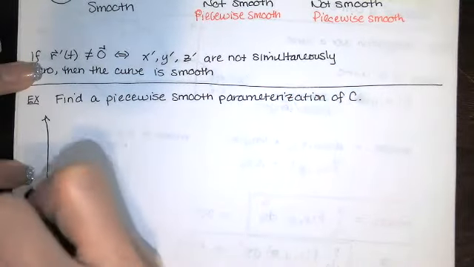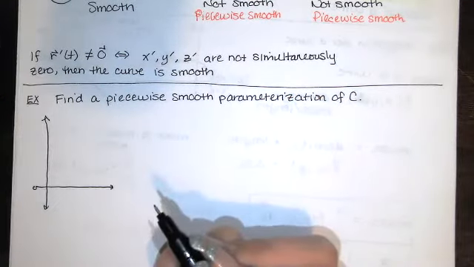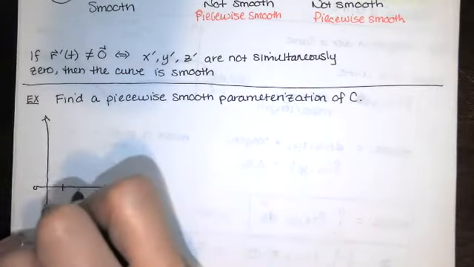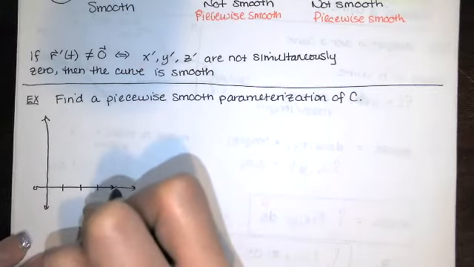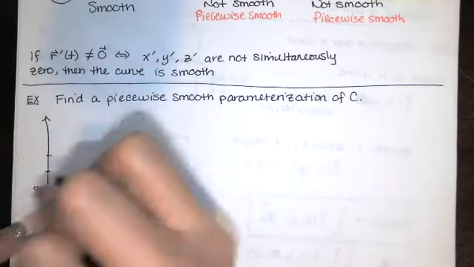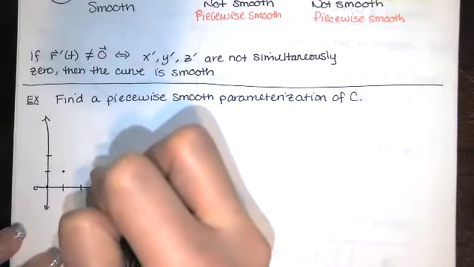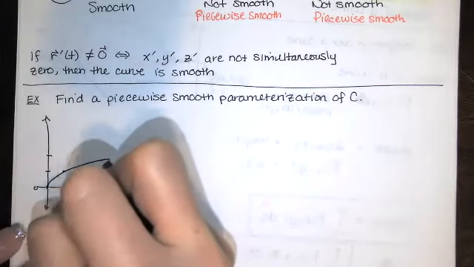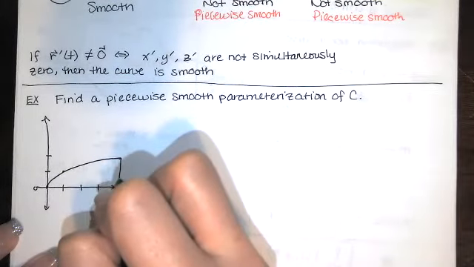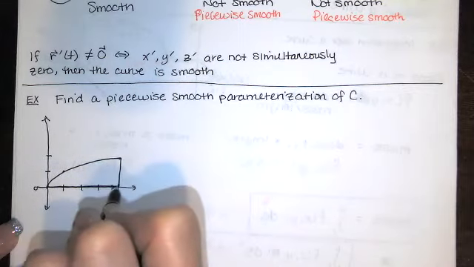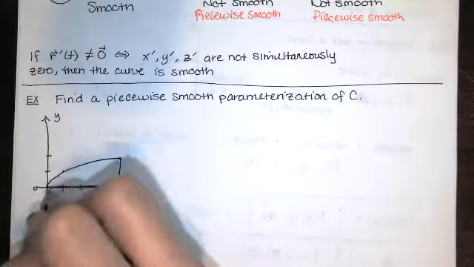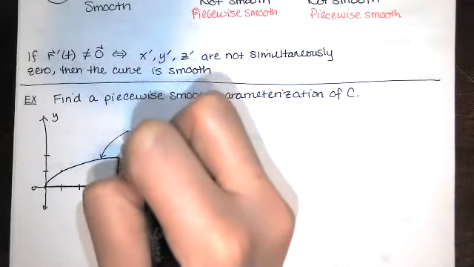Okay. So maybe I've got a function that looks like this. So there's part of my curve C, and there's part of my curve C, and there's another part of my curve C. And this is the square root function, y equals square root of x.